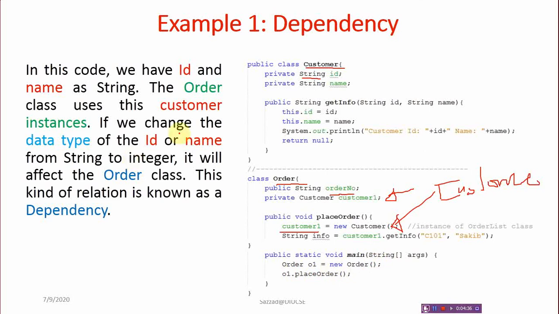So consider a scenario where someone changes the data type in the customer class from string to integer. Then it will also affect the order class. This kind of relation is known as dependency, because here we are passing the value as a string, but if the customer class changes the attribute type, then it should also change here. Otherwise it cannot access them. That's why we say that the order class depends on the customer class.